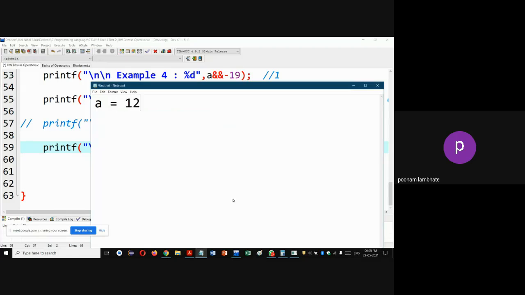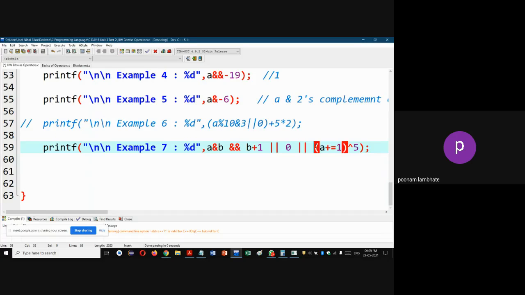If A is equal to 12, then I'm writing A is equal to A plus 1, that is 12 plus 1, that is 13. And if I write A plus equal to 1, it means A is equal to A plus 1. This is the shortcut to write A is equal to A plus 1. If I write A plus equal to 10, then it is like writing A is equal to A plus 10. This is the assignment operator.